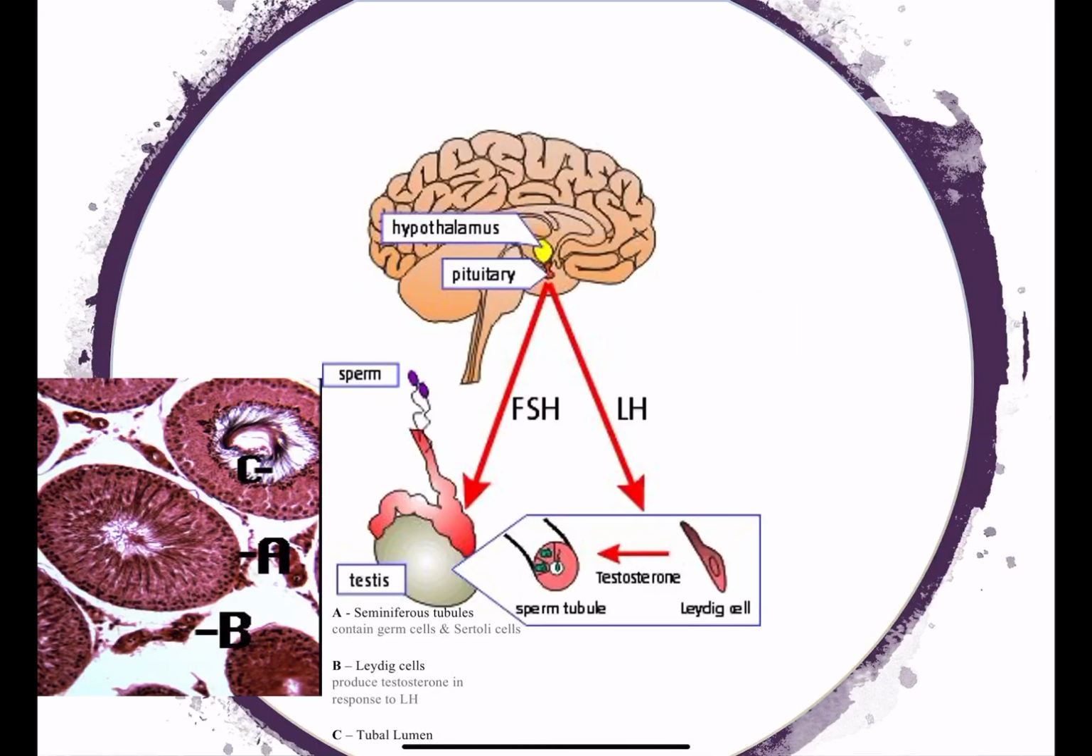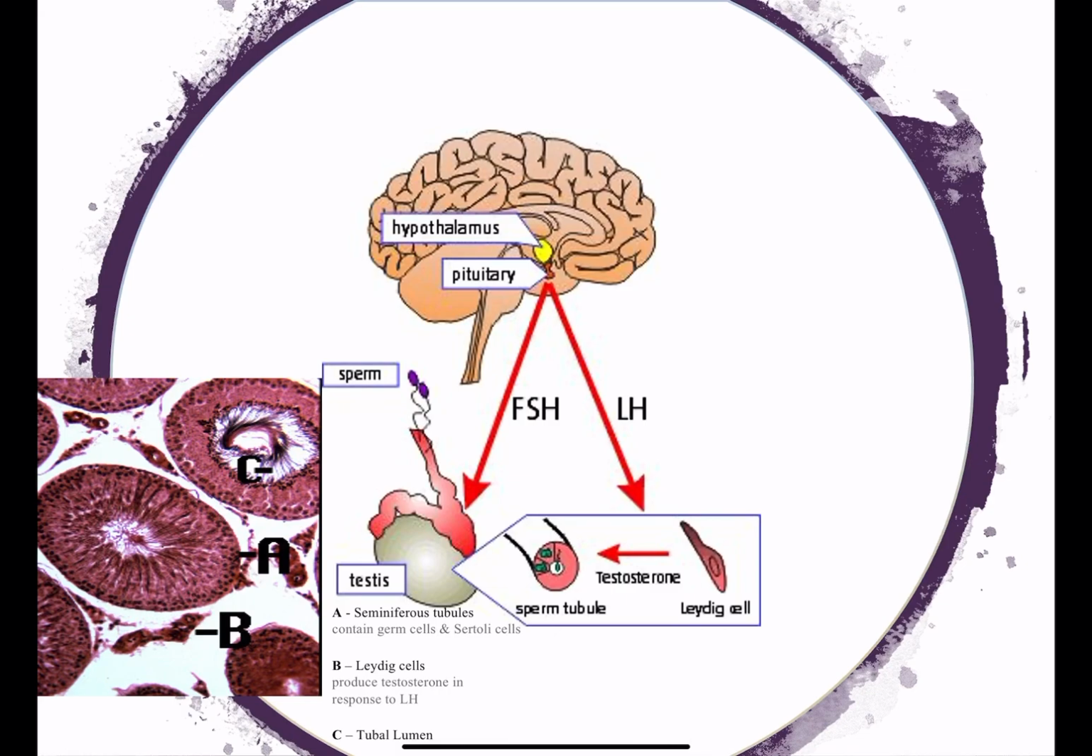Number 1, sperm production or synthesis, a process called spermatogenesis. The process of spermatogenesis starts from the hypothalamus. The hypothalamus releases gonadotrophin-releasing hormone, and this hormone acts on the anterior pituitary, which will in turn secrete both FSH and LH. These hormones, FSH and LH, act on the testis.